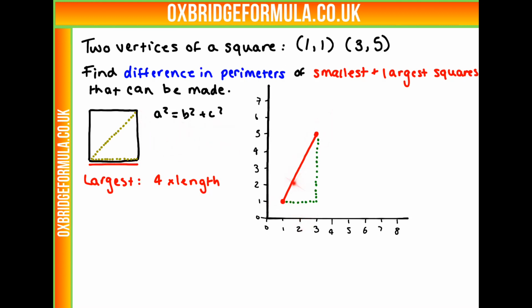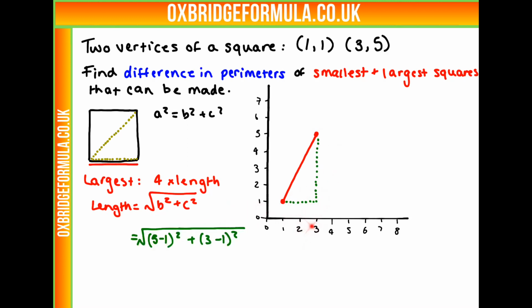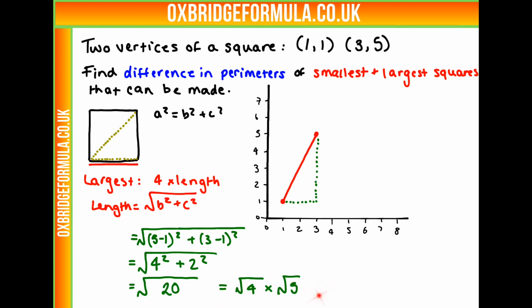So we know that our length here is going to be the square root of the other 2 sides squared added together. We can work that out using our coordinates. It's going to be the square root of (5 minus 1) squared plus (3 minus 1) squared, or 4 squared plus 2 squared, square rooted, root 20. We can simplify that down to 2 root 5. So that's our length, and all we have to do to find the perimeter is times it by 4 to get us 8 root 5.